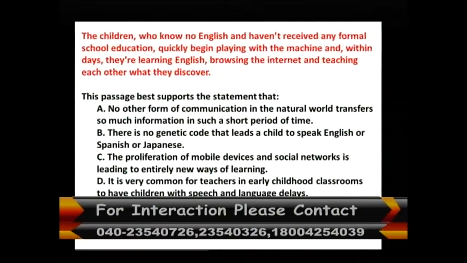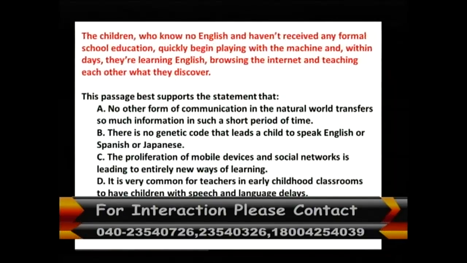This is interesting for all of you. It says the children who know no English, K-N-O-W means having knowledge, who know no English and haven't received any formal school education, quickly begin playing with the machine, and within days they are learning English, browsing the internet and teaching each other what they discover.